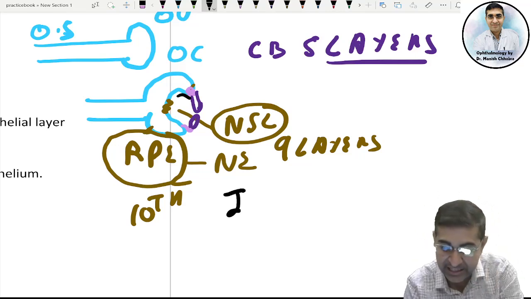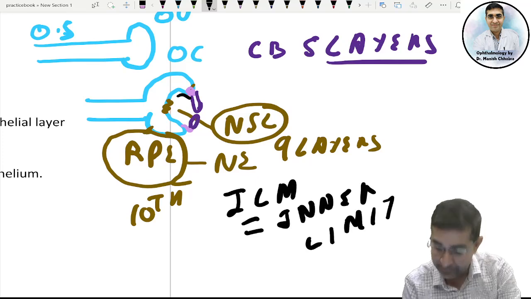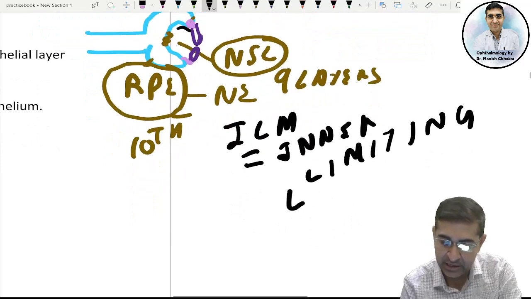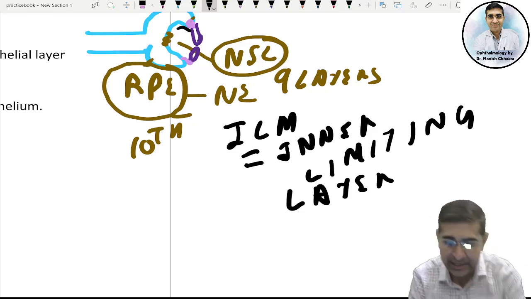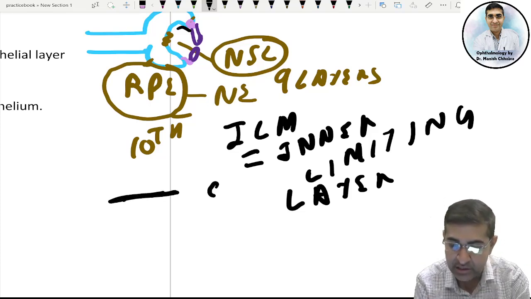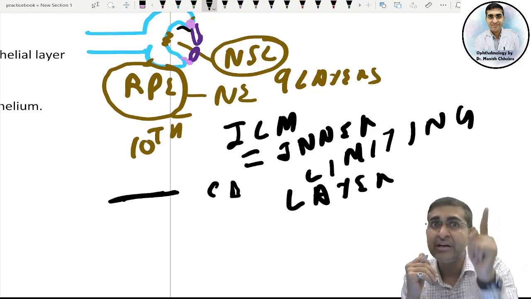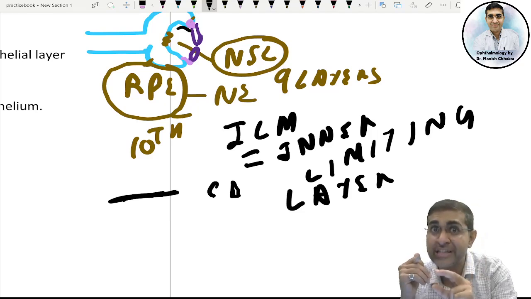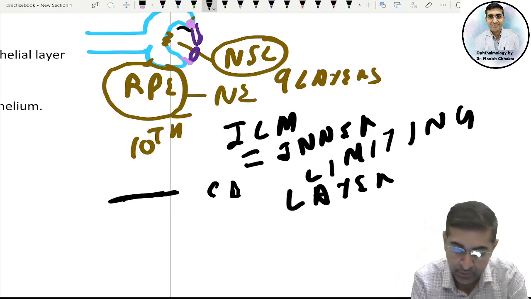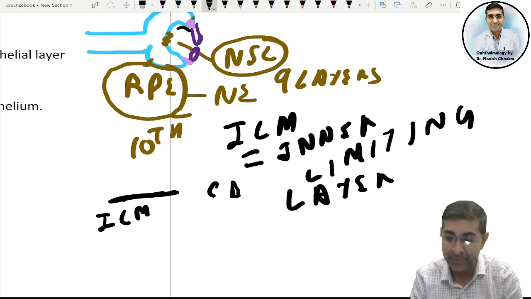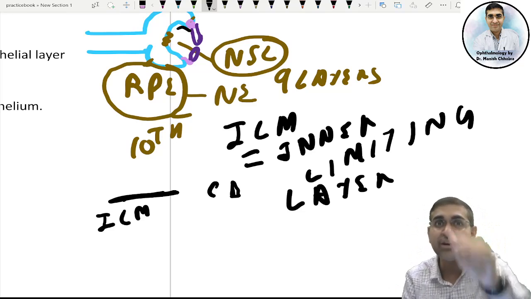The innermost layer of the retina is the ILM, which is the inner limiting layer. This inner limiting layer goes beyond the retina and forms the inner layer of the ciliary body. So if I may ask you, what is the name of the 5th layer from outside? 1, 2, 3, 4, 5. The 5th layer from outside of the ciliary body is the inner limiting membrane or inner limiting layer, which is nothing but the continuation of the inner layer of the retina itself.